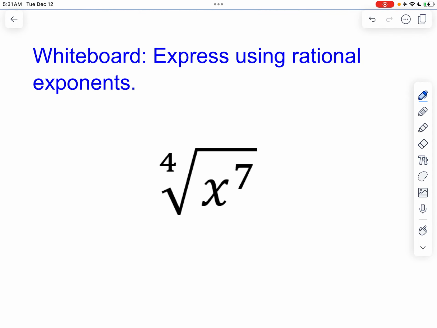Give this one a try. So it should be x to the 7 over 4.